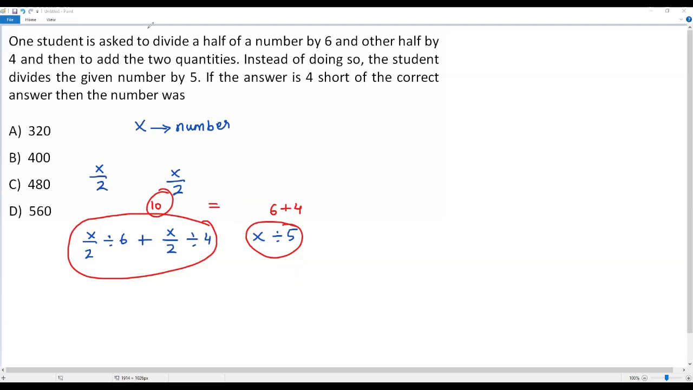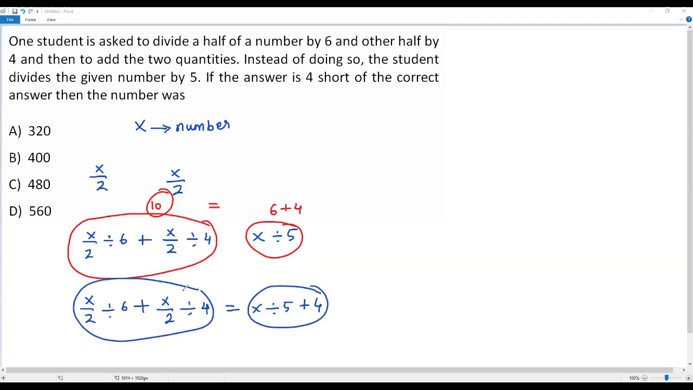Okay, now let me do it in the next step. That is x over 2 divided by 6 plus x over 2 divided by 4 equals x divided by 5 plus 4. When I add 4 to this, the answer is increased by 4, then it is equal to the correct answer that is given by this expression. Now we have to solve for x in this equation, which represents the given number.